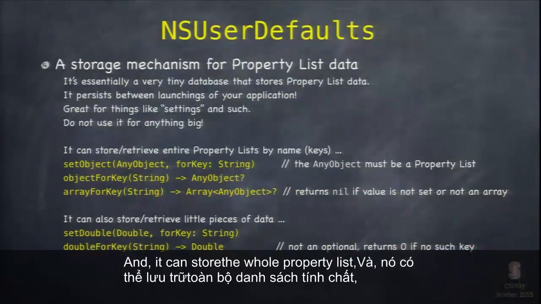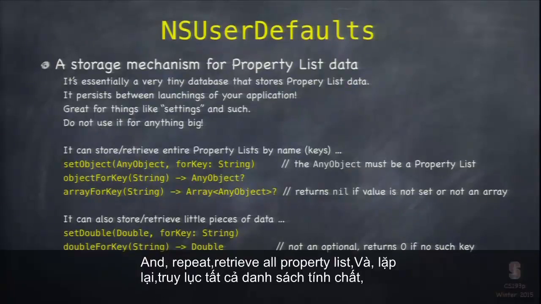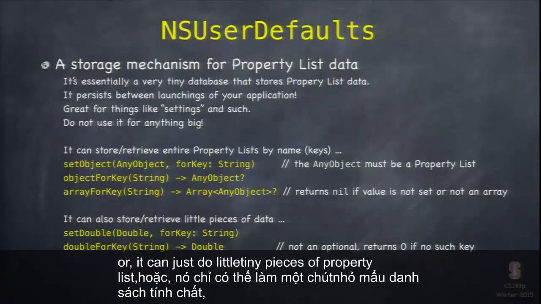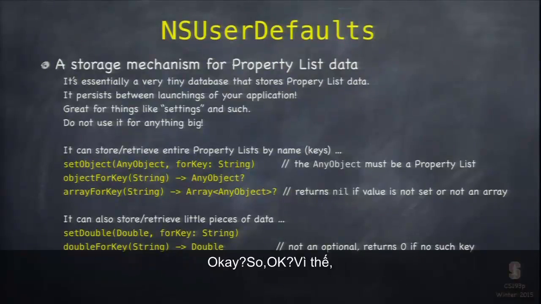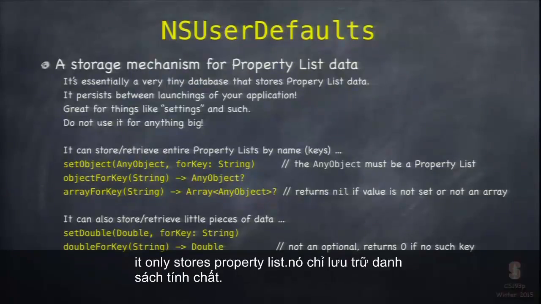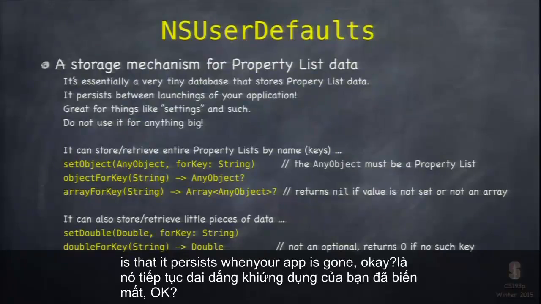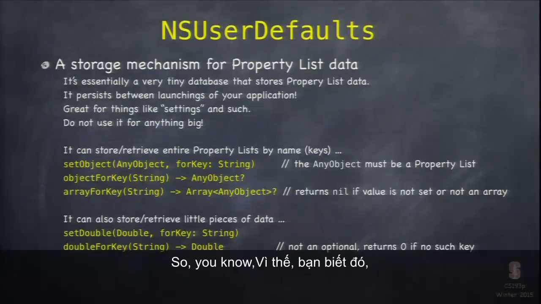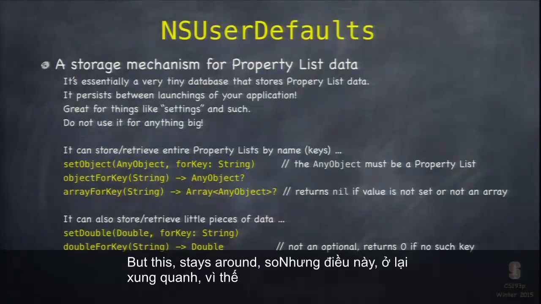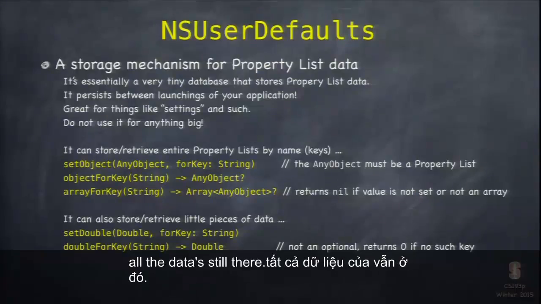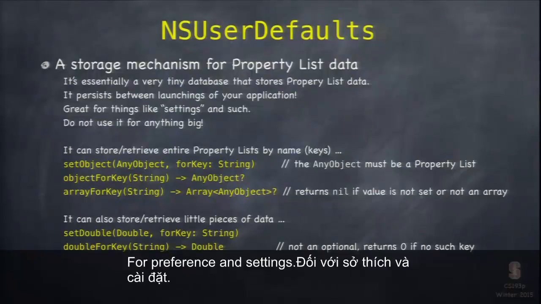And it can store the whole property list, like setObject forKey, that first method you see there, and retrieve the whole property list. Or it can just do little tiny pieces of property list, like it has a method setDouble that will just set a double for a certain key. Okay, so it's like a dictionary in that it's key value, but it only stores property lists. And the big thing about the way it stores them is that it persists when your app is gone. Normally a dictionary is stored in the heap. As soon as your app quits, it's gone. But this stays around so that when your app launches the next time, all the data is still there. So that's why it's kind of like a database, but it's very small, for preferences and settings.